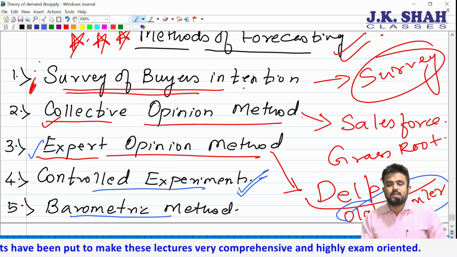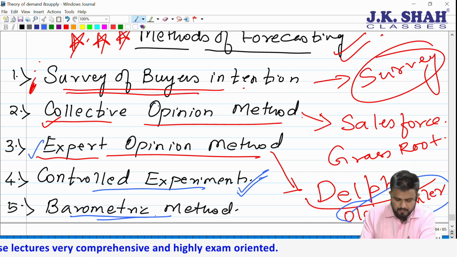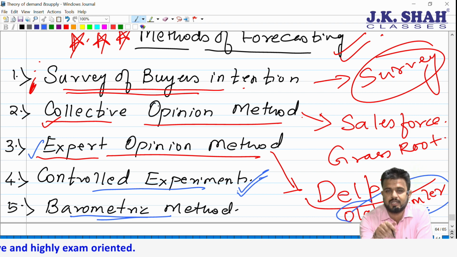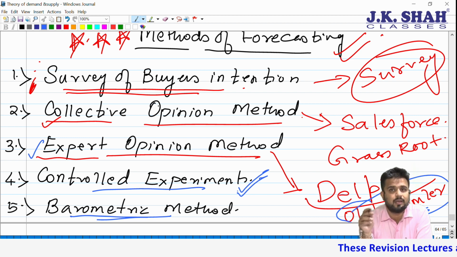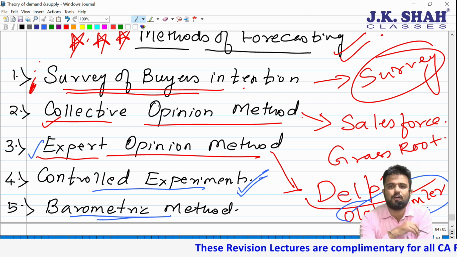Controlled experiments, which is also known as market experiment method. And barometric method, where past changes are not considered, only present situation will decide future. Then they had 3 indicators: coincidental, along with the economy; leading, before the economy; lagging, after the economy.